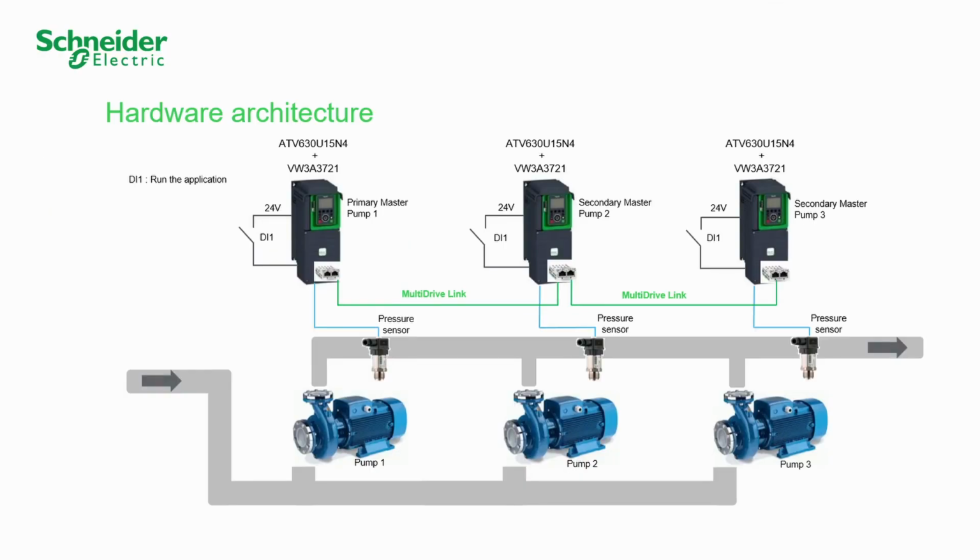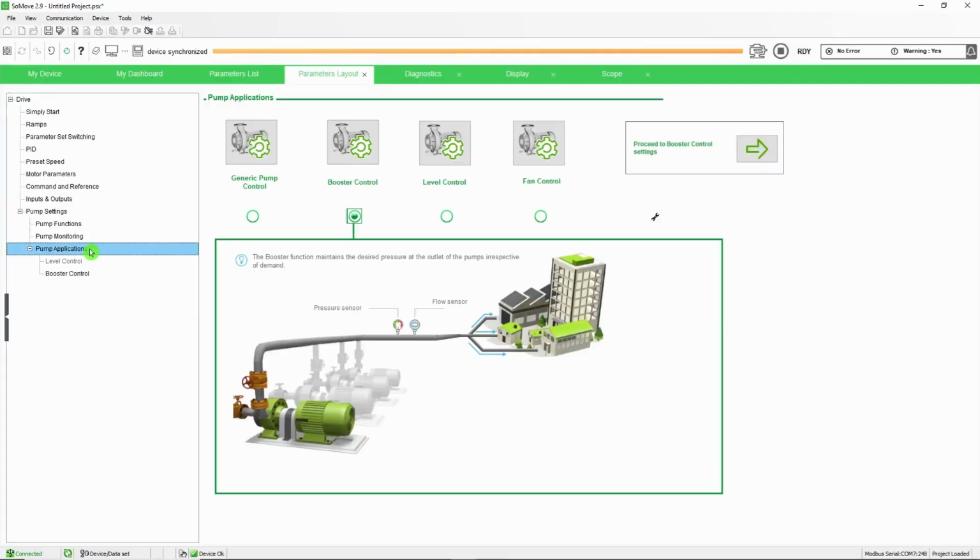Here is the hardware diagram of our test bench. The link between VW3A3721 is dedicated to the multi-drive link for data exchange in high-level priority. If you need to monitor the drives, connect the supervision system on the embedded Ethernet connector on Ultivar process. With SoMove software, the booster function is synthesized in 2 tabs. Here is how to set the first master of the booster system in the Architecture tab.